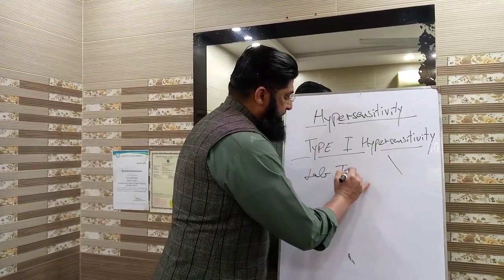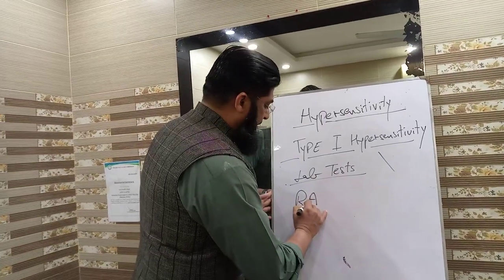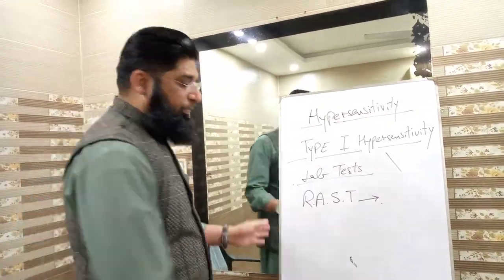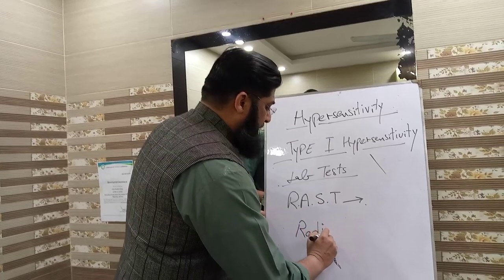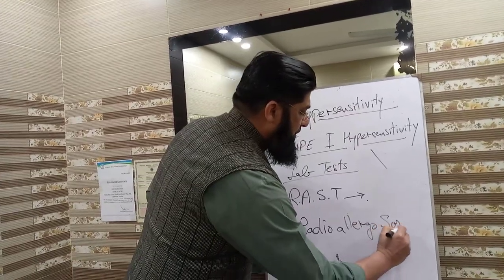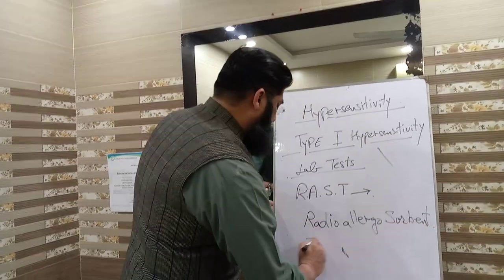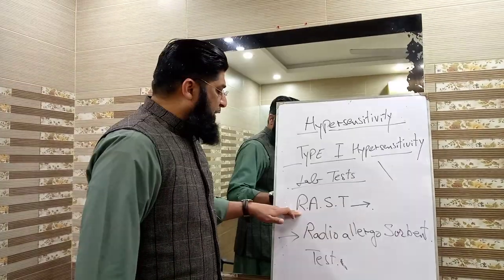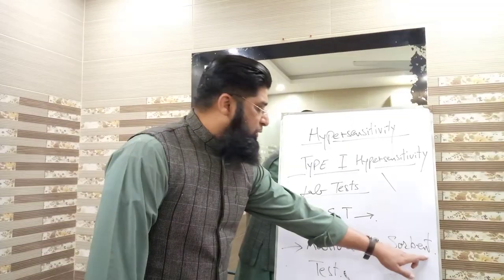Lab tests. There are two types of lab tests which help in the evaluation of type 1 hypersensitivity reaction, students. Which are those lab tests? RAST. R-A-S-T. RAST stands for Radio Allergo Sorbent Test. RAST is the abbreviation of Radio Allergo Sorbent Test.